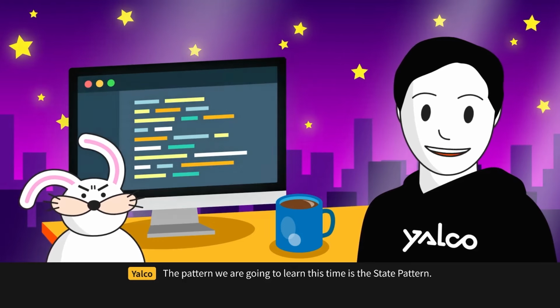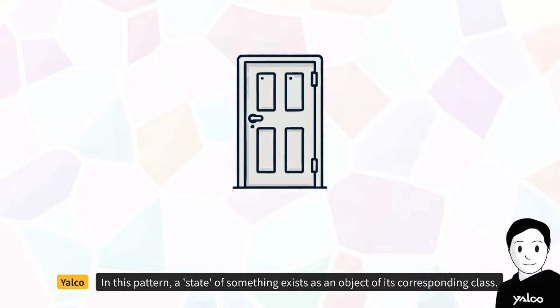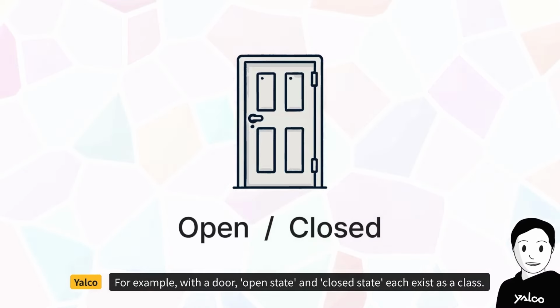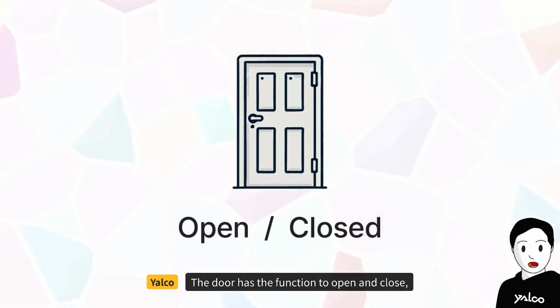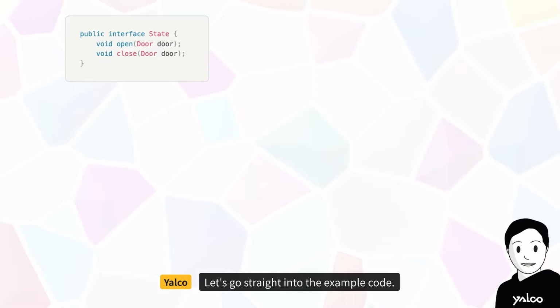The pattern we are going to learn this time is the state pattern. In this pattern, a state of something exists as an object of its corresponding class. For example, with a door, open state and closed state each exist as a class. The door has the function to open and close, and the execution result of these functions changes depending on the current state of the door. Let's go straight into the example code.